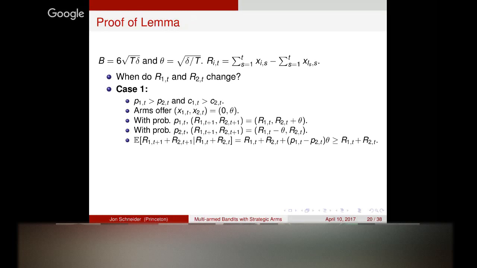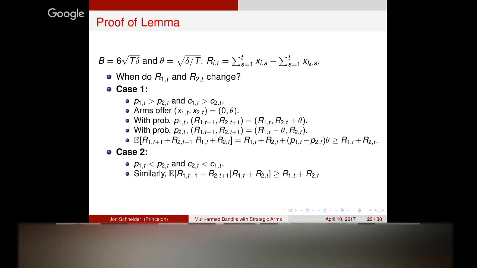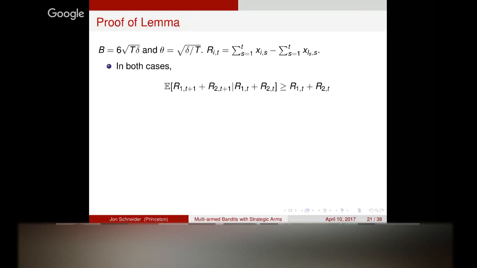If you look at the expected sum of the regrets at time t plus one, given the sum of the regrets at time t, it is this expression, which is at least the sum of the regrets at time t. There's also a second case, which is analogous, with everything swapped, and this inequality still holds. So in both cases, the expected sum of regrets conditioned on the past sum of regrets increases. So this thing forms a submartingale.